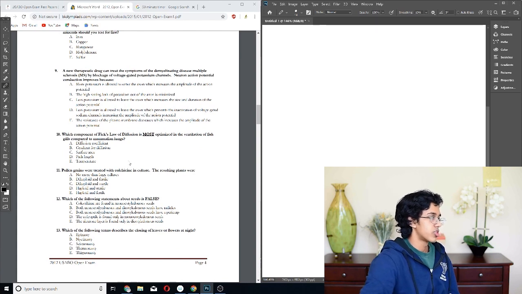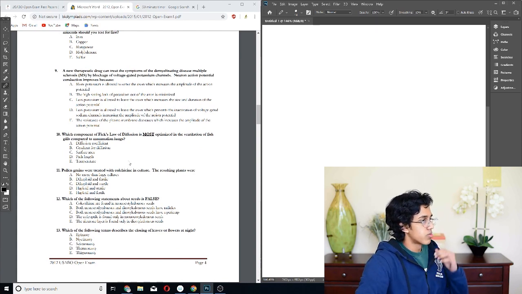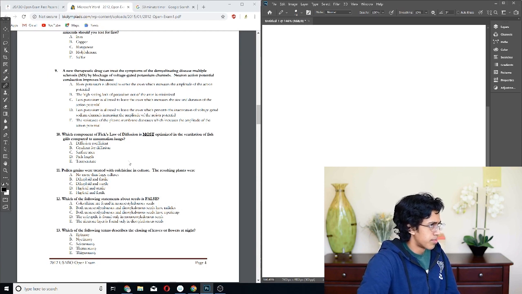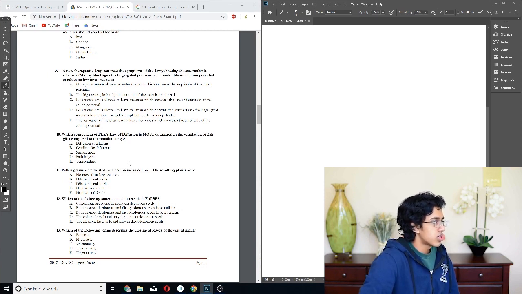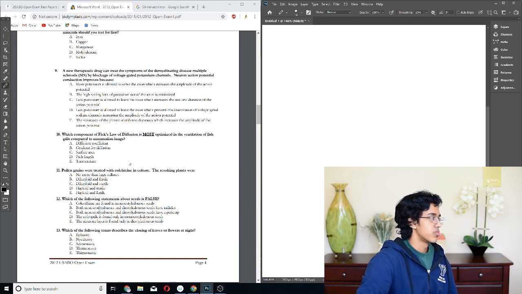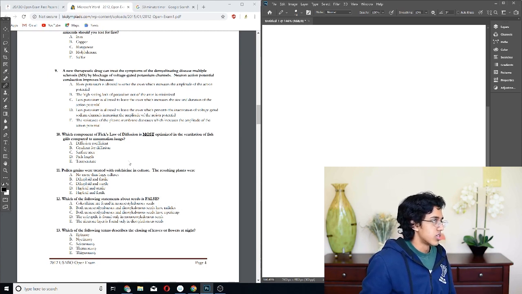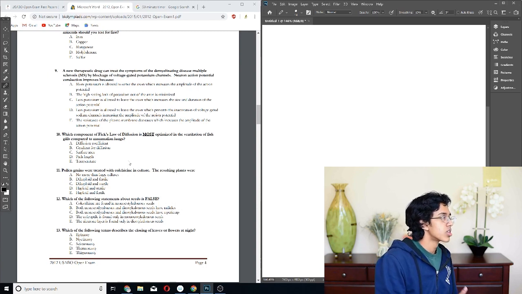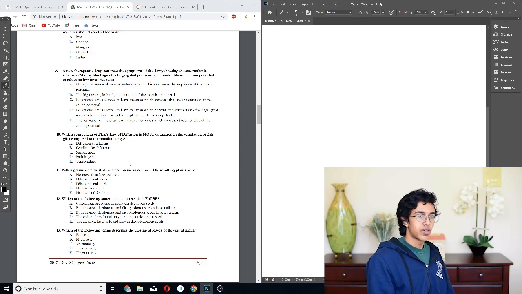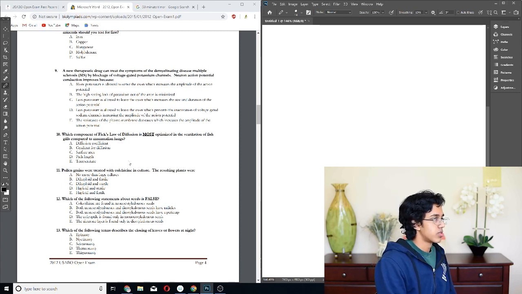Alright, so a new therapeutic drug can treat demyelinating multiple sclerosis by blocking voltage-gated potassium channels. Neuron action potential conduction improves. Okay, so basically potassium channels in neurons stop an action potential from progressing. So if you're blocking it, less is allowed. The resting leak does not change because it's voltage gated, so that's only during the potential. So less is allowed to leave. Yeah, so I'm pretty sure it's C. Voltage-gated sodium channels just shut off after a certain amount of time. So it's not gonna prevent the inactivation or anything, so it's basically gonna be D.